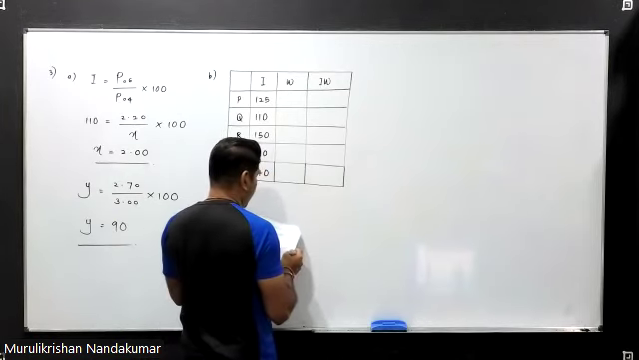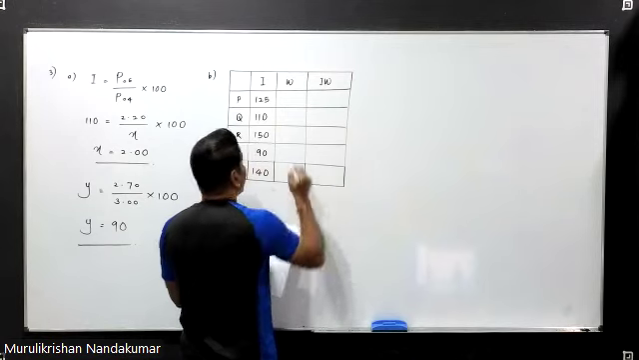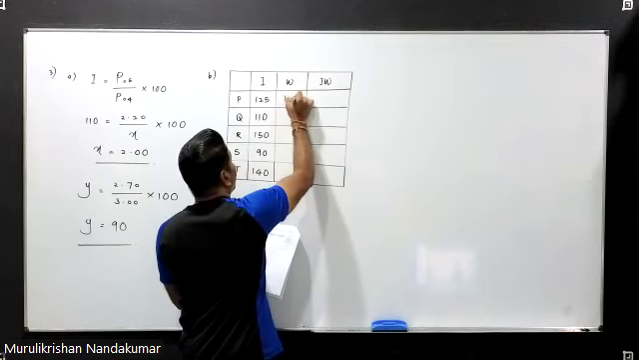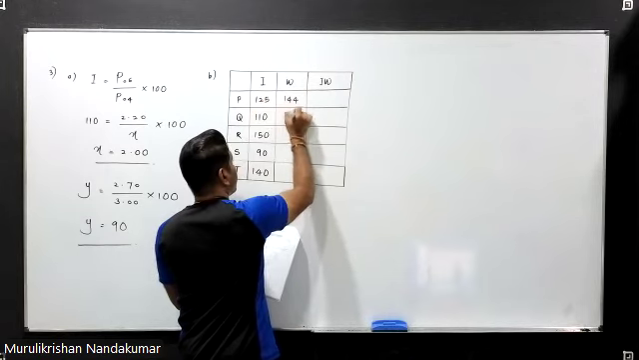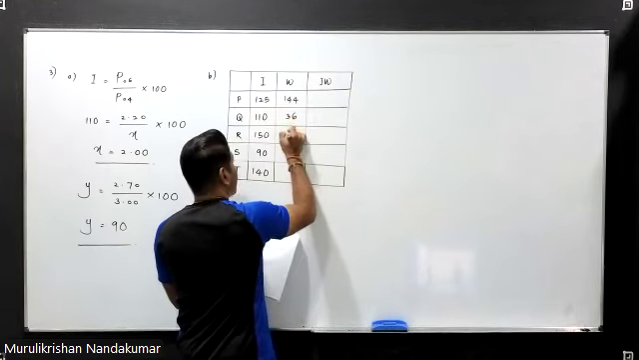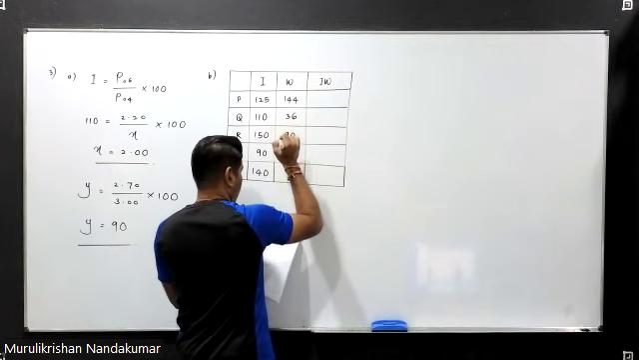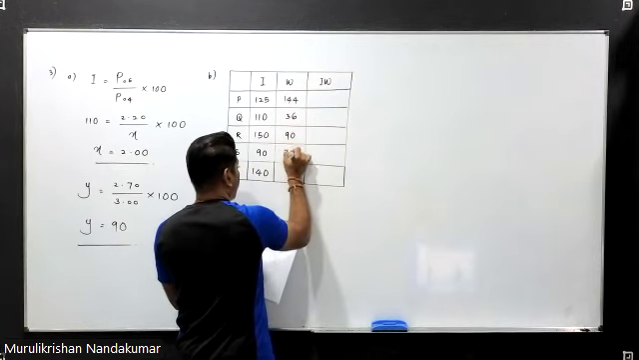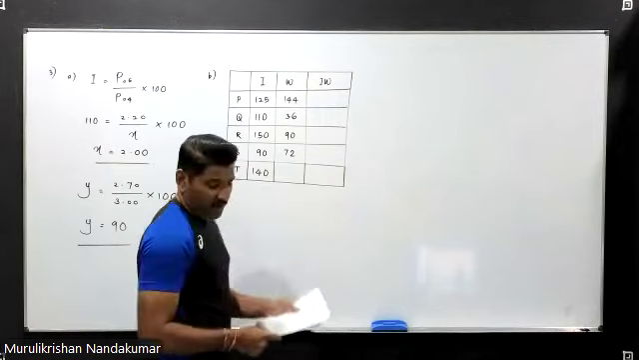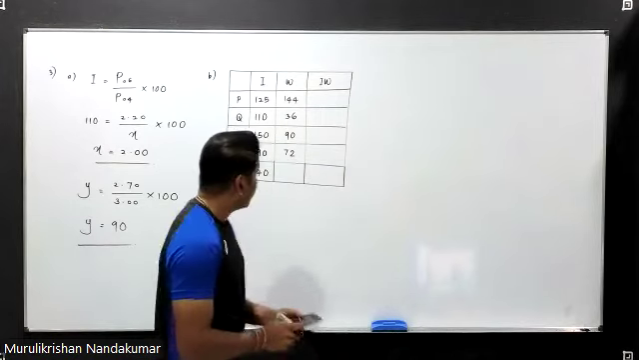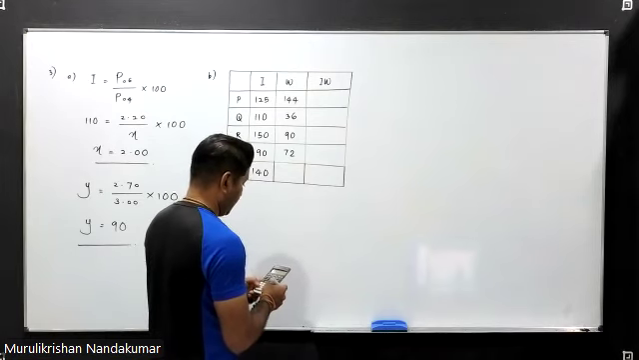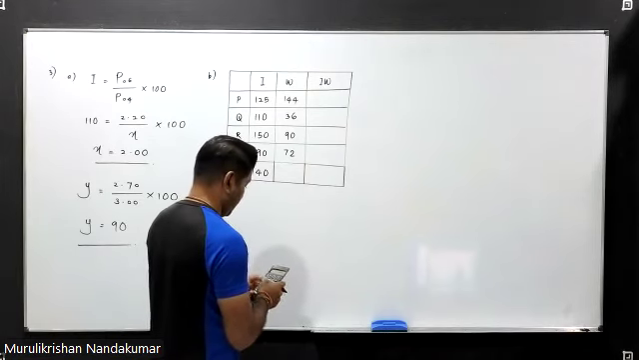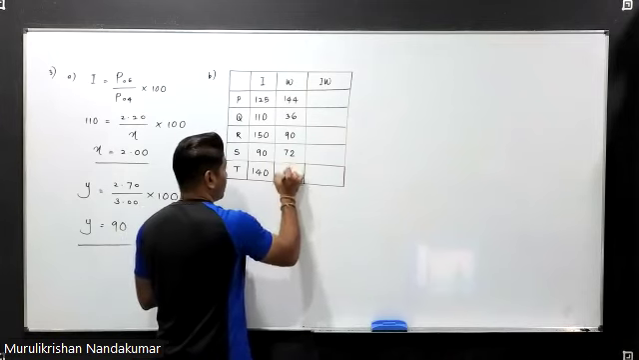So guys, weightage is there. P is 144. Q is 36. R is 90. S is 72. And what is the T there? $18.